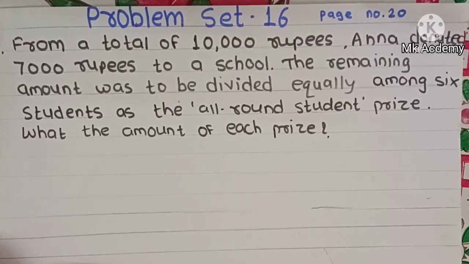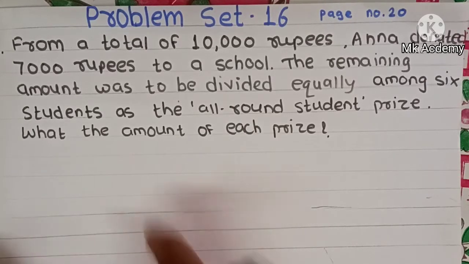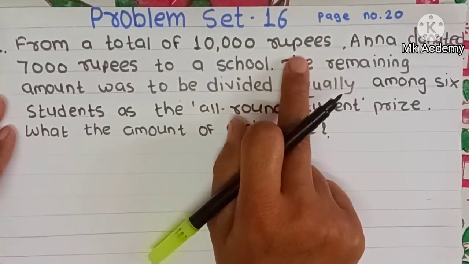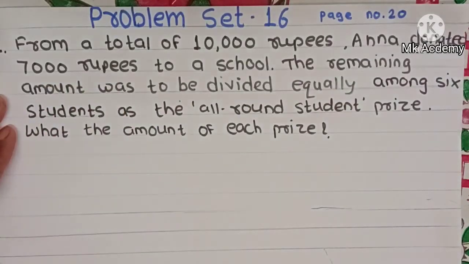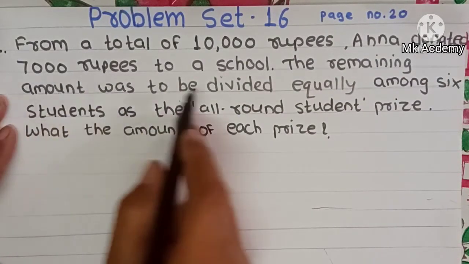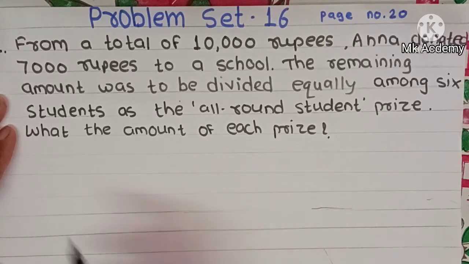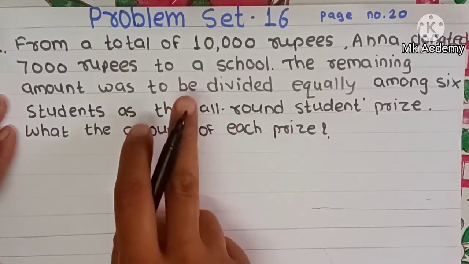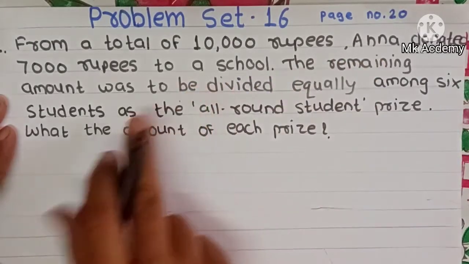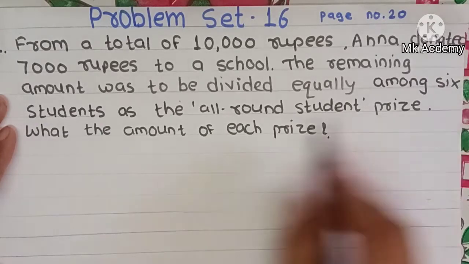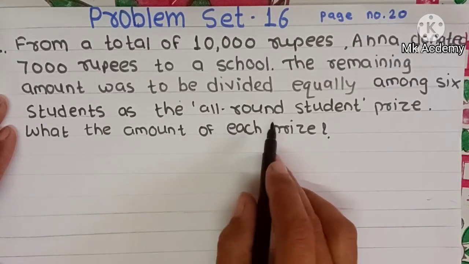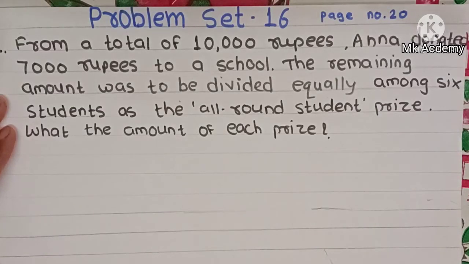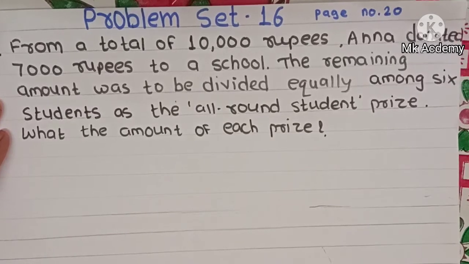Now see in the question what is given. From the total of 10,000 rupees, Anna donated 7,000 rupees to school, and the remaining amount was divided equally among 6 students. Means the remaining amount after donation is given to the 6 students as an all-round student prize. We have to calculate what is the amount of each prize.